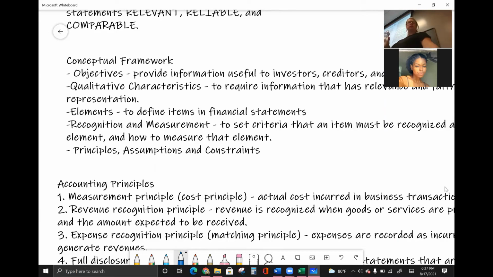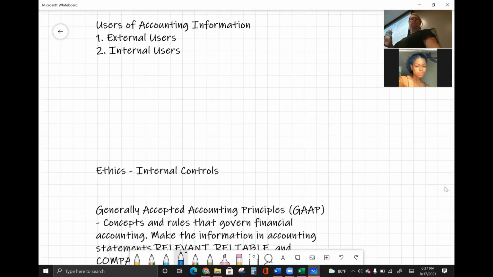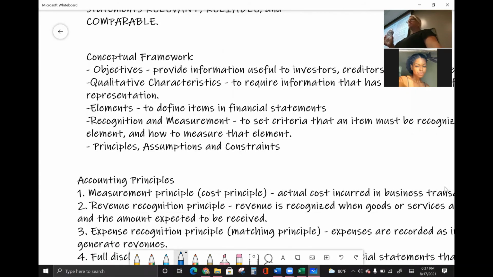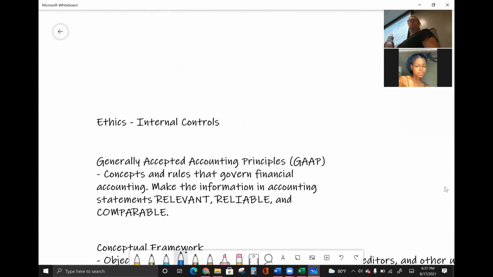And I don't know if I passed up something. I wanted to mention FASB. I thought I had it on here. Maybe it was in there that I deleted. Okay.